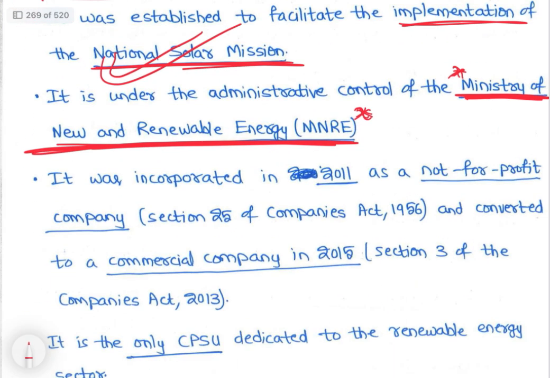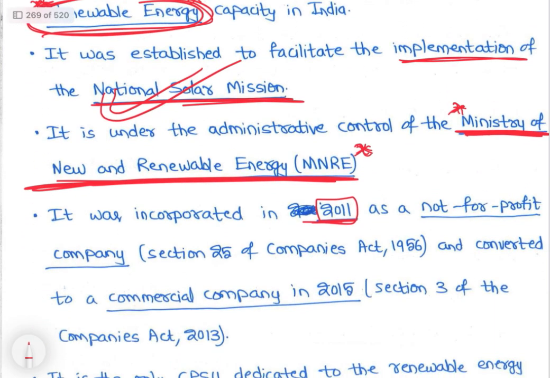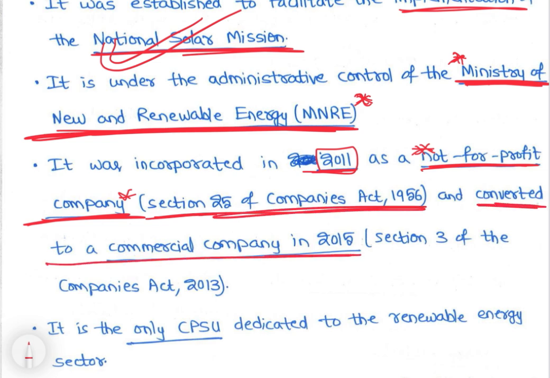Then it was incorporated in 2011. So it is founded in which year? It is in 2011, right? So 2011 as a not for profit company, okay? Not for profit company, but under section 25 of the Companies Act. But now it is converted into a commercial company in 2015. So in 2015 it was converted into a commercial company.